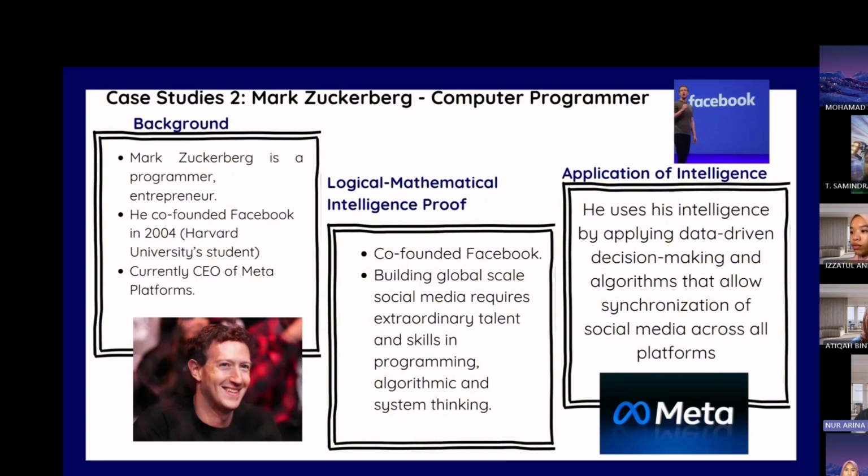He is a logical mathematical intelligent person. He founded Facebook by himself, and building a global-scale social media required extraordinary talent and skill in programming, algorithms, and system thinking. Lastly, he used application of intelligence by applying data-driven decision-making and algorithms that allow synchronization of social media across all platforms.